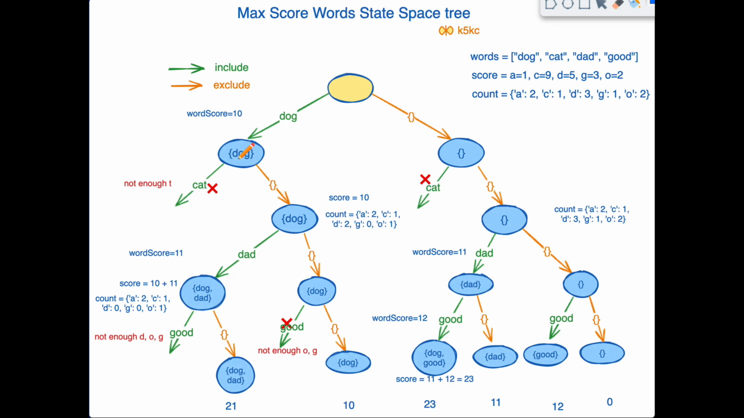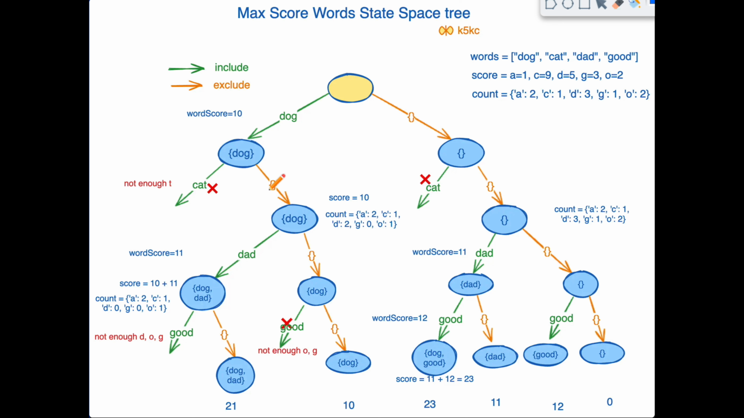We can take dog or we cannot take it, so then it will say empty. Then we will go to the next word, like our index becomes 1, and we can see cat. But can we take cat? And the answer is no. Why? Because there is no T at all, and that's why we cannot go with this path at all.